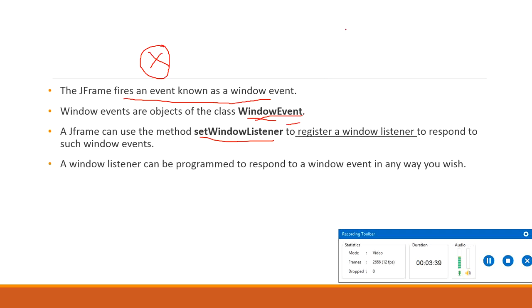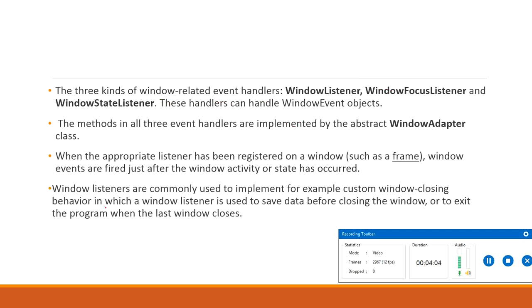Now window event is related to your frame, this window. Window listeners are related to your window, or we call it a frame. So to register a window listener to respond to such window events. Window listener can be programmed to respond to a window event in any way you want. We can write our own code for the window listener in the way we wish. So let's talk more about a window listener and the window events.